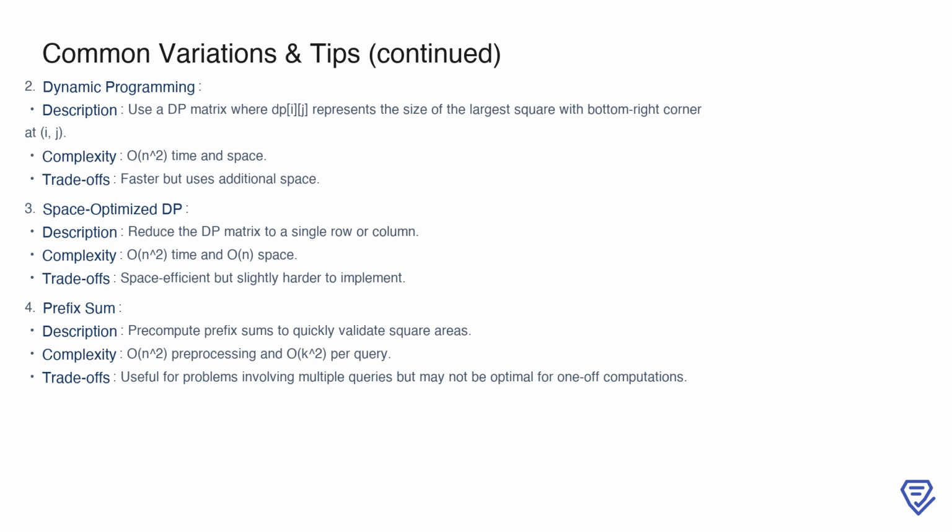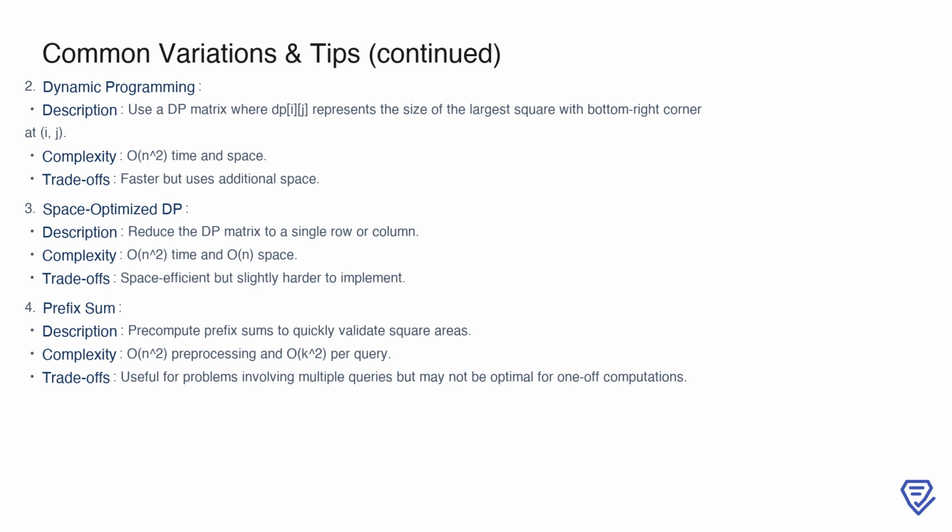To address this, space-optimized DP reduces the memory requirement by using only a single row or column, maintaining the O(n squared) time complexity but reducing space to O(n). This approach is more efficient but slightly harder to implement.